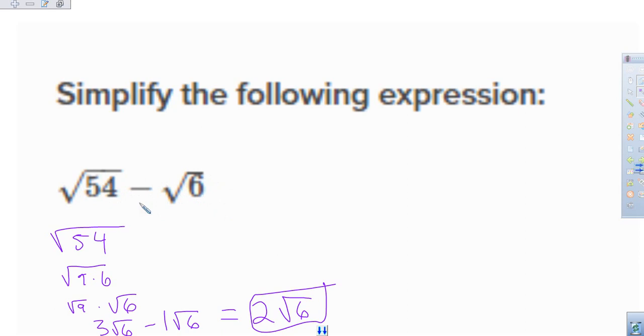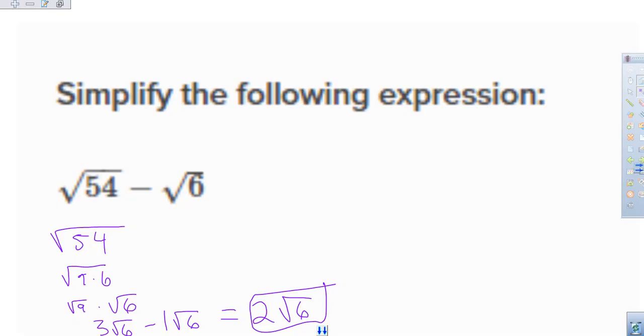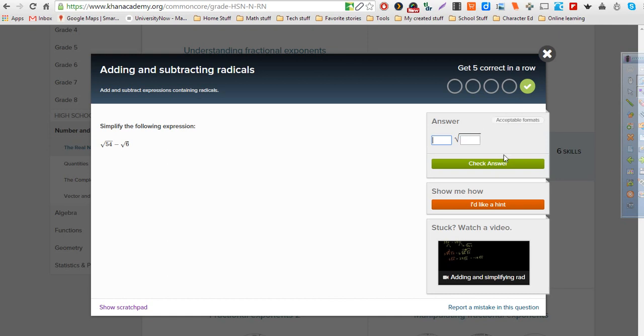Now, what would happen if the square roots don't have a greatest common divisor? What would that be? Well, that means I can't factor down to something that would be common in both of them, and then they'd be what we call not like terms. So I couldn't simplify it, I would just leave it as it is, okay? I might factor out something to get it a little bit more simplified. But let's put our answer in here. This is 2 root 6.